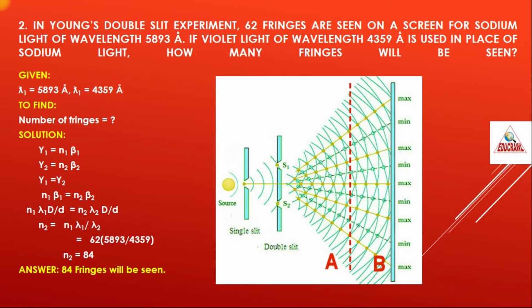Hence the equation for n2 will be n1 lambda 1 divided by lambda 2. Substituting the n1, lambda 1, lambda 2 values from the given data, we get n2 is equal to 62 into 5893 divided by 4359, which is nothing but 84. Hence the answer is 84 fringes.